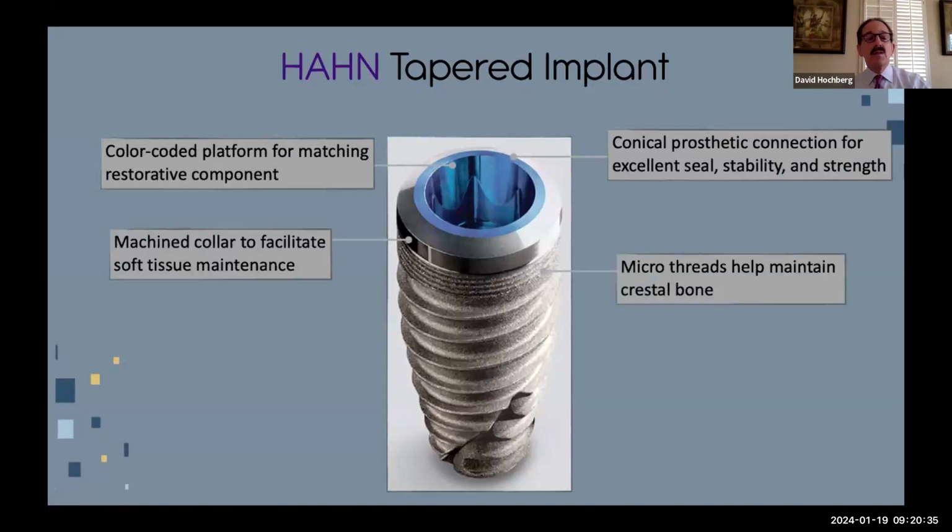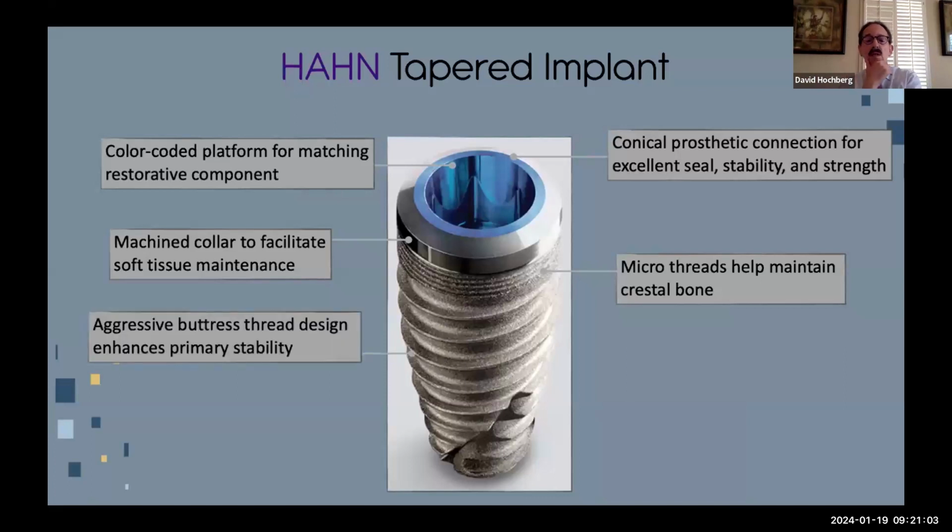The next thing going south is a machined collar to help facilitate the soft tissue maintenance. Soft tissue loves titanium, and you'll see pink tissue, and again, preventing bacteria from the oral cavity from migrating south and affecting the crest. But it's also designed with these micro threads up at the top to help preserve that crestal bone, and it does just that. You can see below it, there are threads.